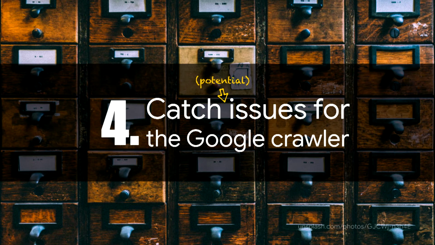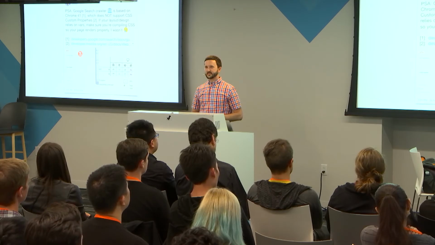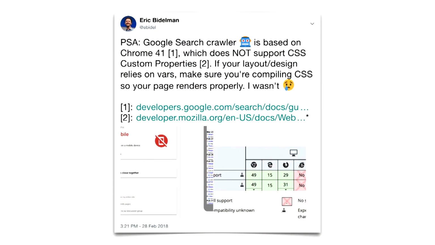Number 4, cool thing you could do: catch potential issues with the Google crawler. This is an interesting one. I built that Firehose app, and actually discovered that Google's search bot runs Chrome 41, which is a super old version of Chrome. That's a couple years old at this point, which means it has no new features. Which means that if you're using features like CSS custom properties or ES6 modules or any of this new stuff, there's potential that your page is not going to render correctly for Google search. So that's like a big WTF, right?